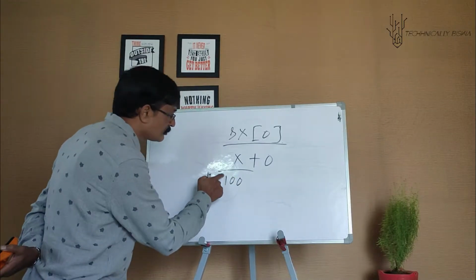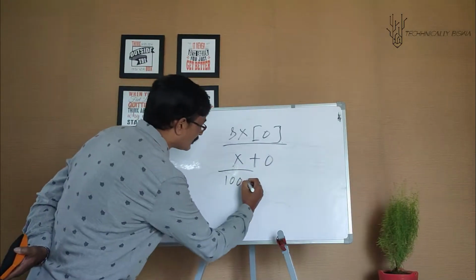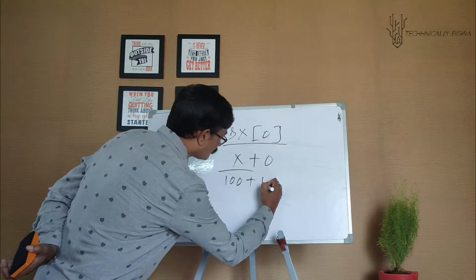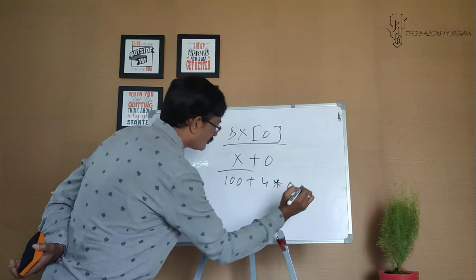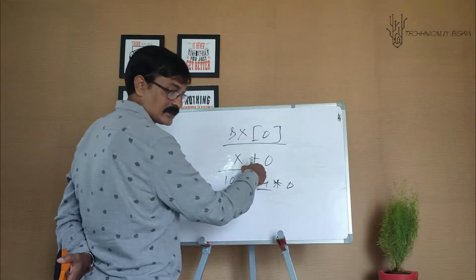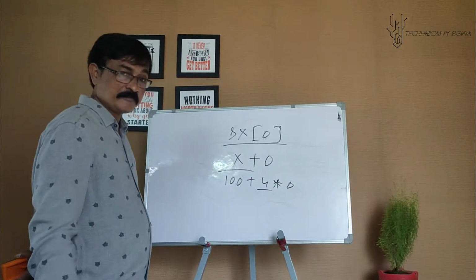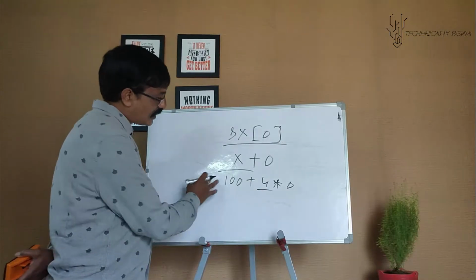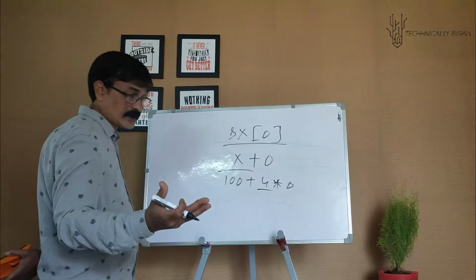So now what happens when I say x plus 0? I am saying 100 plus 4 into 0. 4 is the scaling factor and 0 is the 0th element. So what do I get? 100, the base address. Understood now?